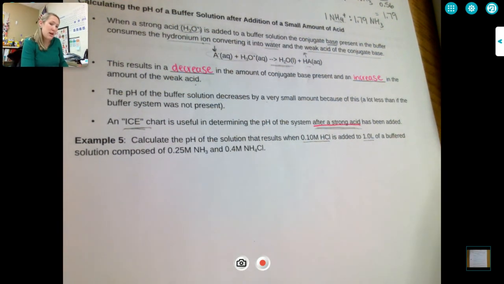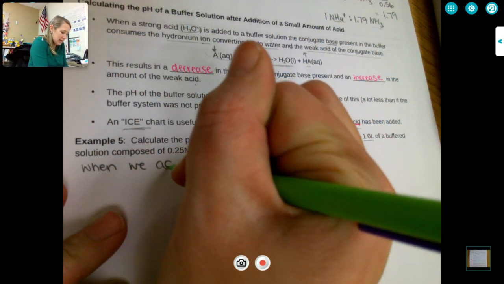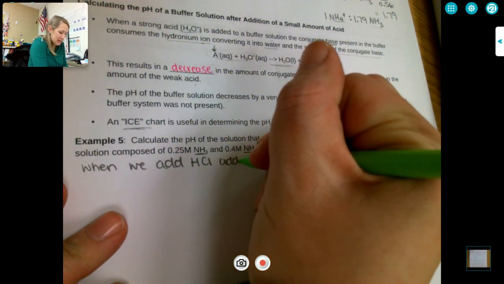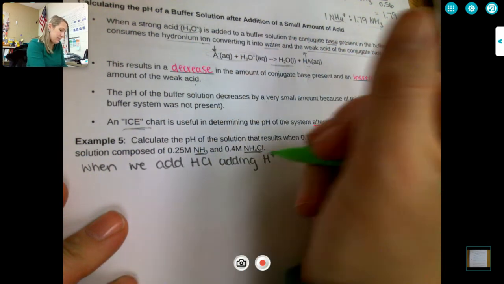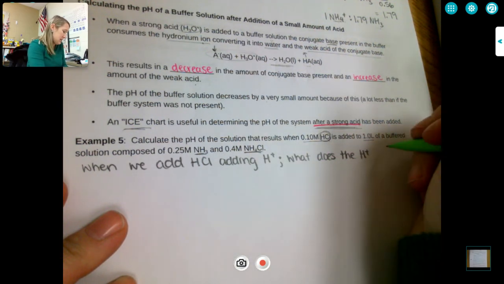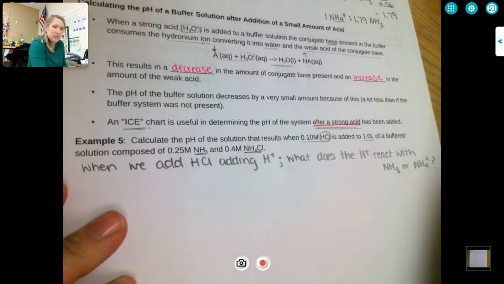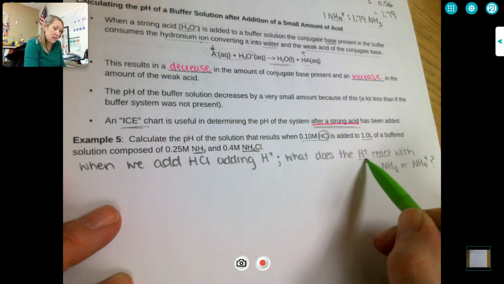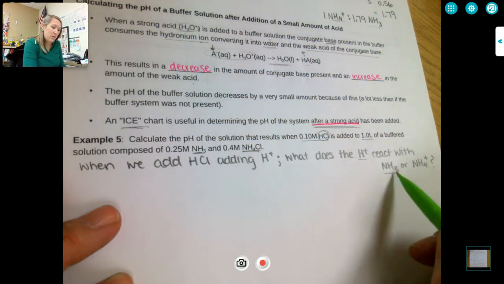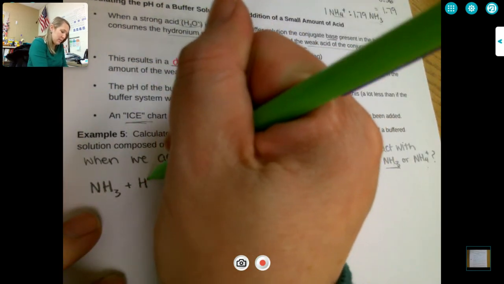So we want to look to see what we have. We have our buffer solution of our NH3 and our NH4+, and we're adding hydrogen ions to our solution. So we have to ask ourselves, when we add HCl, we are really adding hydrogen ions to our solution. What do the hydrogen ions react with? Do they react with the NH3 or do they react with the NH4+? The answer is, our hydrogen ions are going to react with the base portion of our buffer system. So the reaction that I'm looking at is my base with my acid.